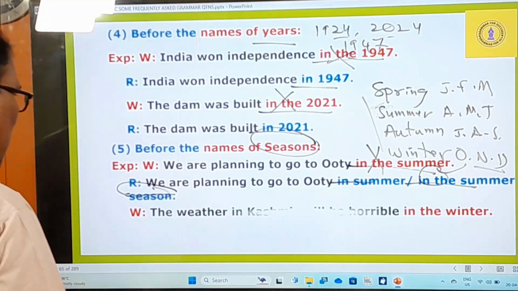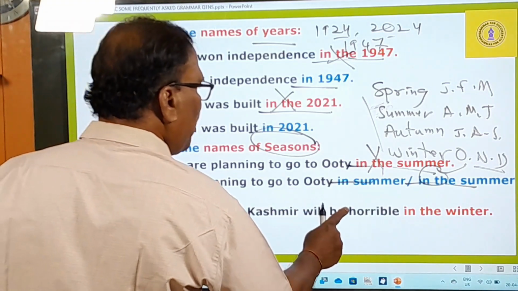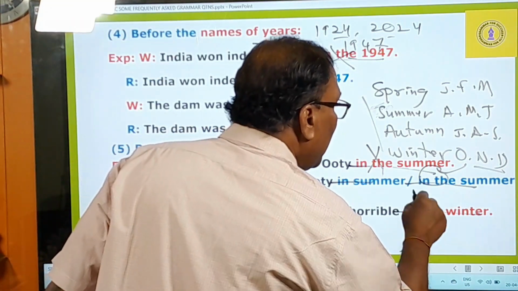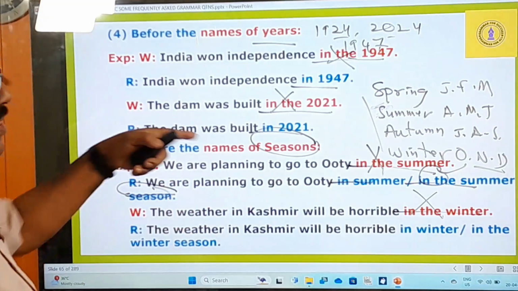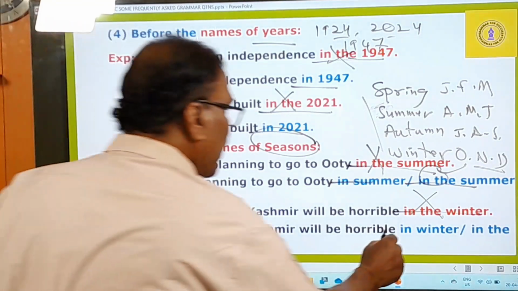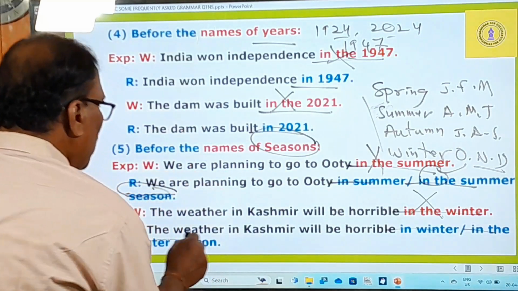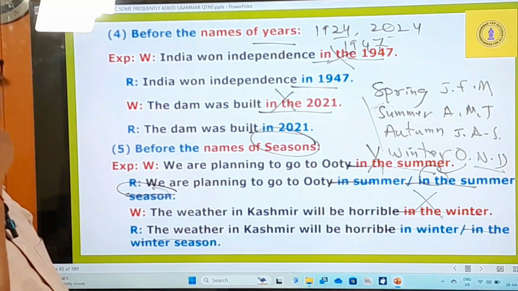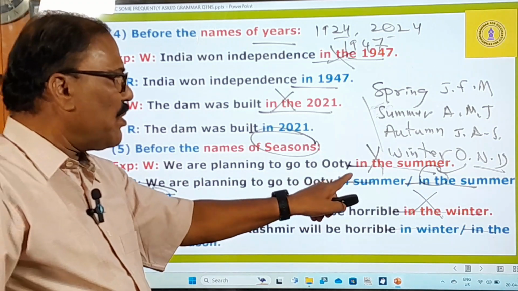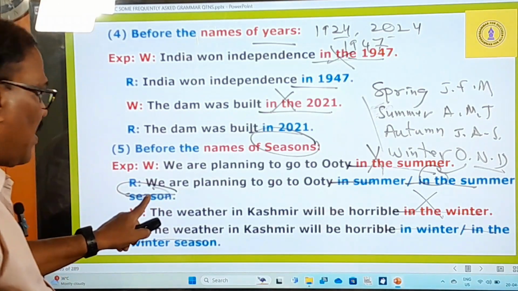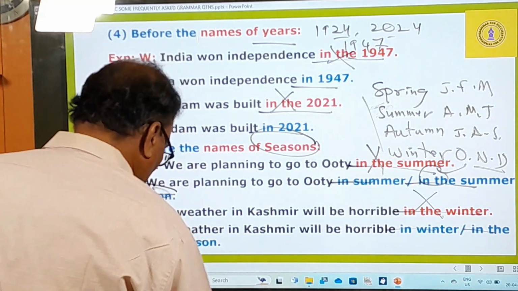One more example I would like to give here. The weather in Kashmir will be horrible in the winter. In the winter you cannot say. You can say either in winter or in the winter season. In winter is okay, in the winter season is also okay. So in this way, before the names of seasons, we should not use any article. Please try to follow this. In summer you can say, in the summer season also you can say. Right? Now let's go to the next rule.